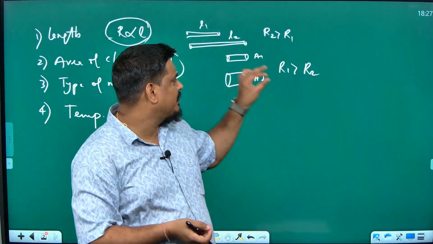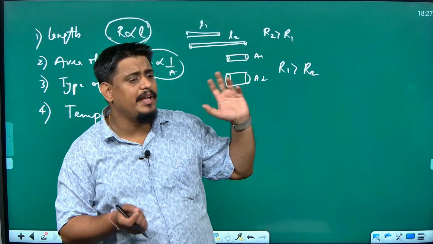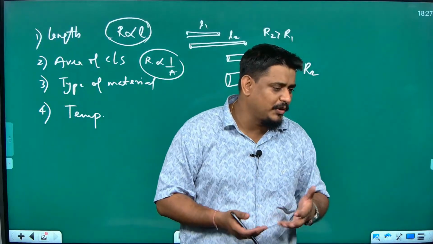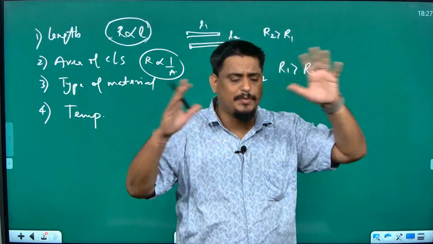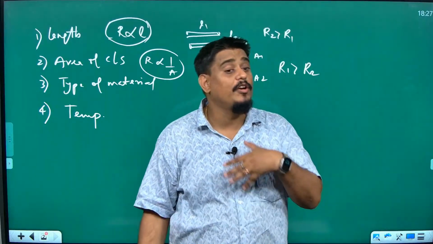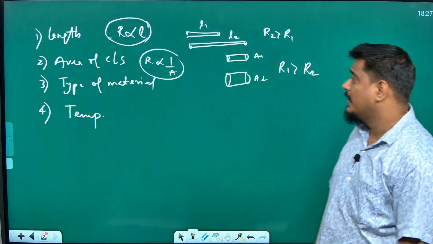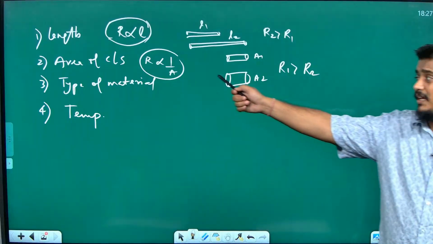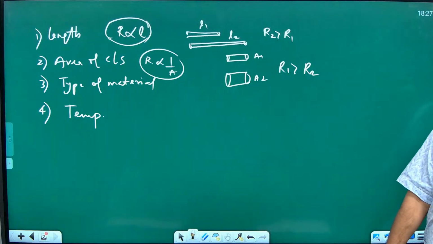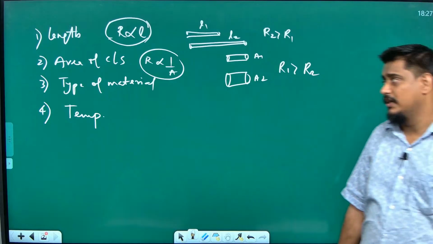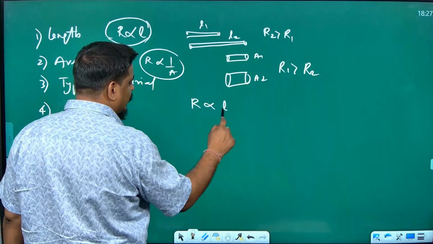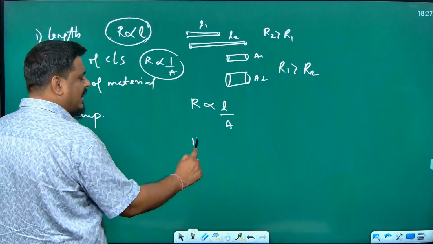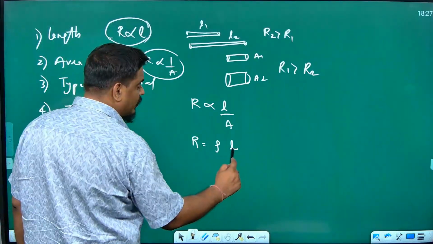So, same way, if you have a thinner cross section, you may have more collisions because there is less space to go. But if you have a bigger cross section, you have more space for the electrons to move, collision will reduce. If collision is reducing, resistance is reducing. That is why resistance is inversely proportional to area of cross section. A bigger cross section will have a smaller resistance. When I combine both, then I write R is proportional to L by A, and R will become equal to rho into L by A.